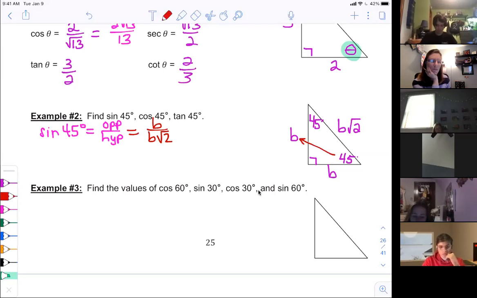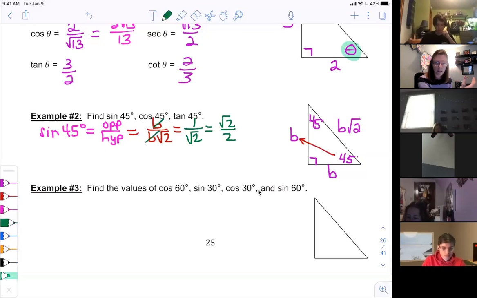Peter, what happens when you simplify this? Would it become b square root of 2 over 2b? It would, but what could you do with the b's first? Oh, I guess you could cancel them out. Yeah, we could cancel them out so that they're not there. And then I end up with 1 over the square root of 2, which, Peter, that would become? Square root of 2 over 2. Yeah. So notice that the length of the side is actually irrelevant because it cancels out, because the opposite and the hypotenuse both contain the length of the side, and because you're dividing, it cancels it out.